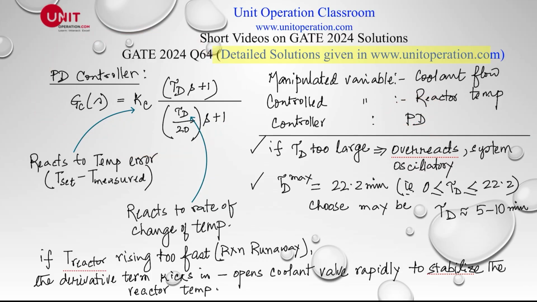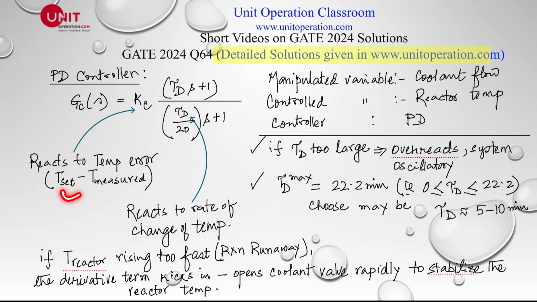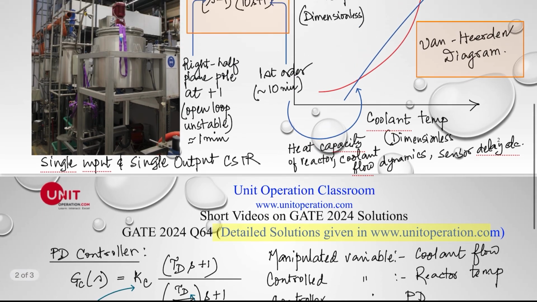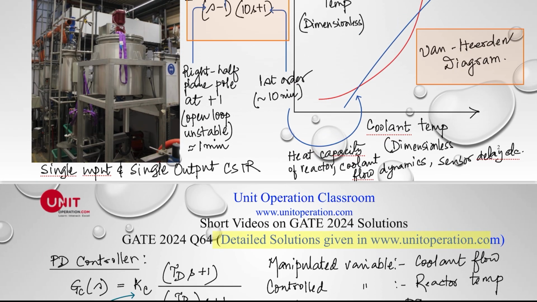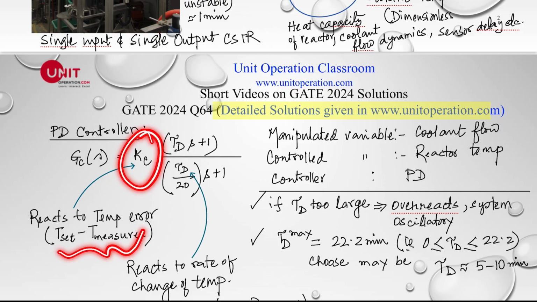What do these terms do? This term, of course, reacts to the temperature. That's just T set minus T measured at all times. It measures linearly the difference between the two. According to the value of this proportional term, it reacts and opens the control valve.